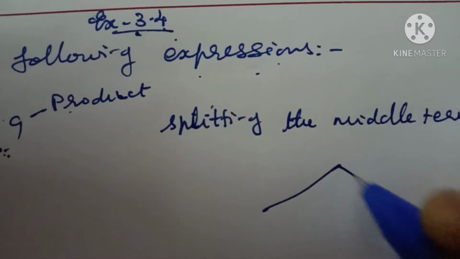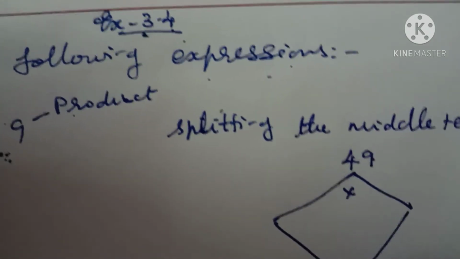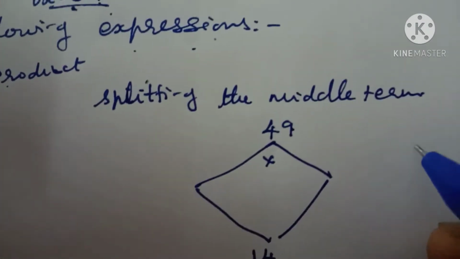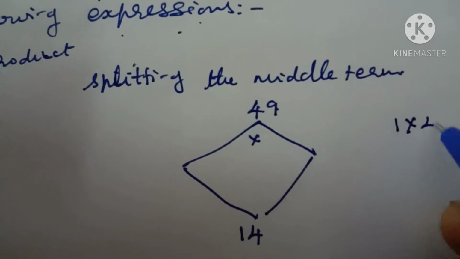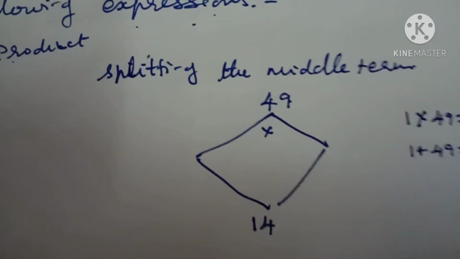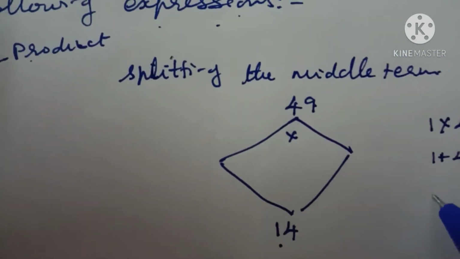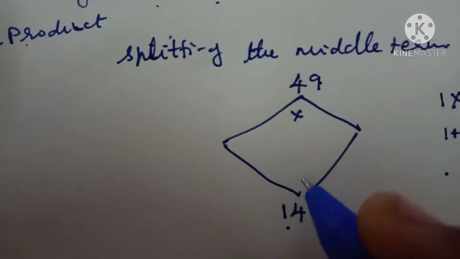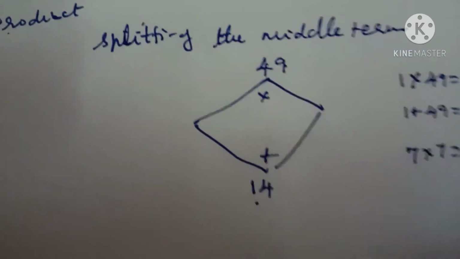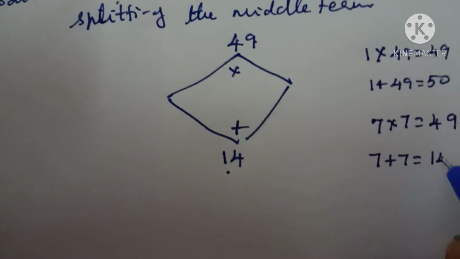So the last term 49 you have to multiply and get, and the middle term 14 you have to add and get it. If you take 1 into 49 you will get 49, but 1 plus 49 is 50, but you need to get 14 if you add that number. So the next factor is 7 into 7. 7 sevens are 49. 7 plus 7 is 14.